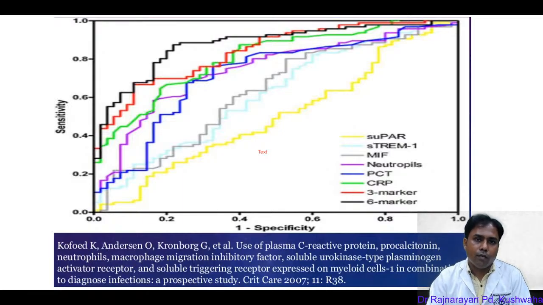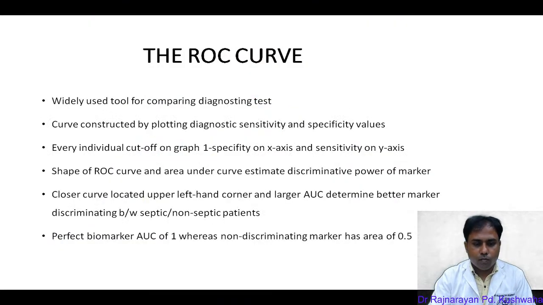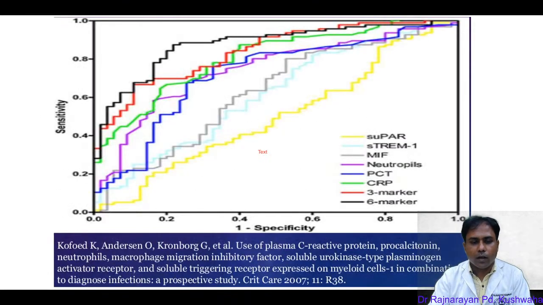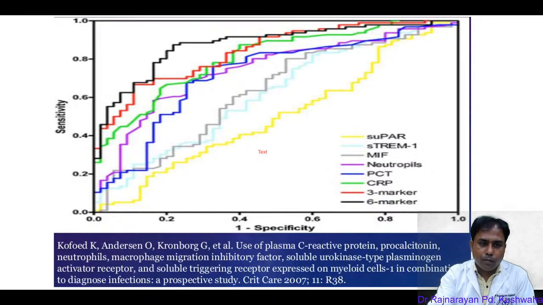So if the area under the curve of a biomarker is 1, that is a very good biomarker, and 0.5 is a non-discriminating marker. By this we see the different kinds of biomarkers here: suPAR, sTREM1, MIF, neutrophils, procalcitonin, CRP, and the 3 marker and 6 marker combinations. We see that combinations of markers are very good in diagnosis, whether we combine three biomarkers or six, and this graph shows how effective the 3 marker and 6 marker models are.